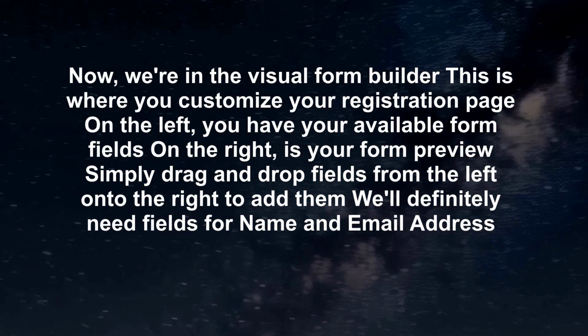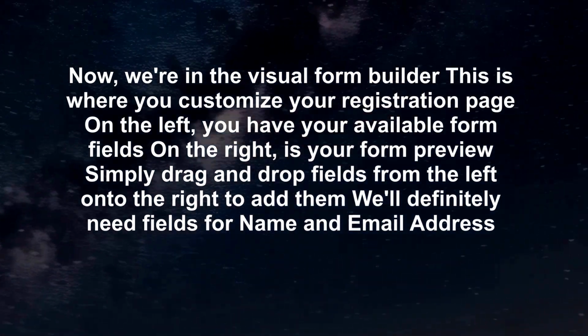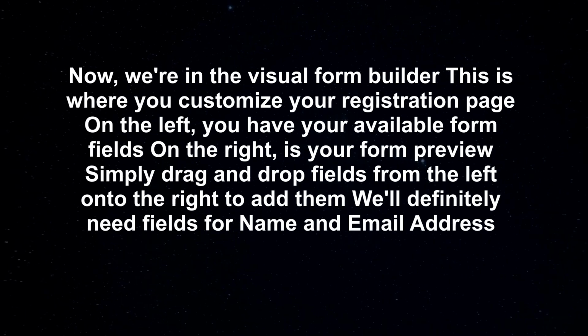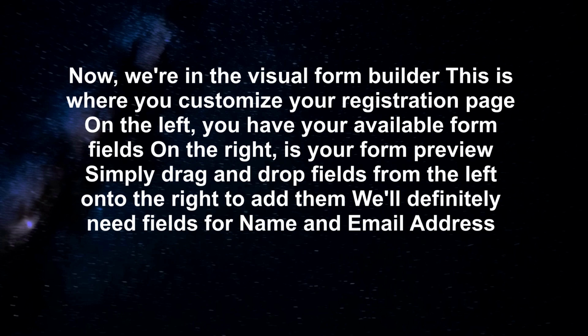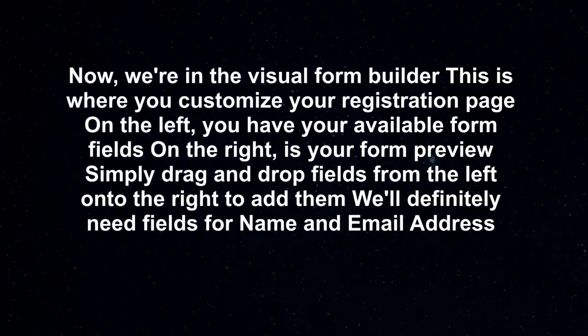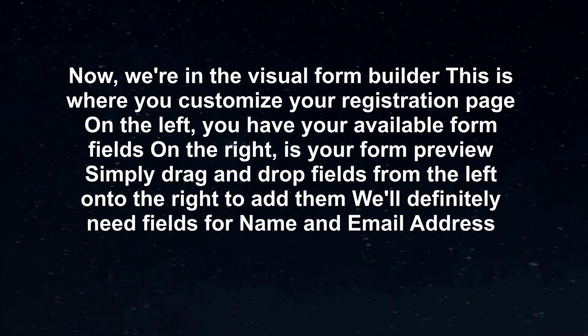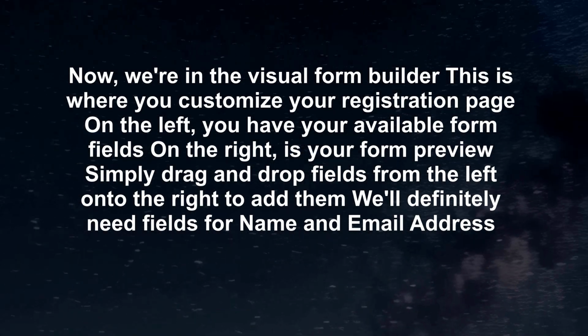Now, we're in the Visual Form Builder. This is where you customize your registration page. On the left, you have your available form fields. On the right is your form preview. Simply drag and drop fields from the left onto the right to add them. We'll definitely need fields for name and email address.